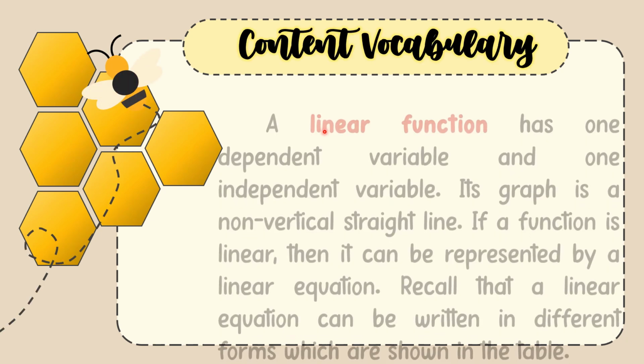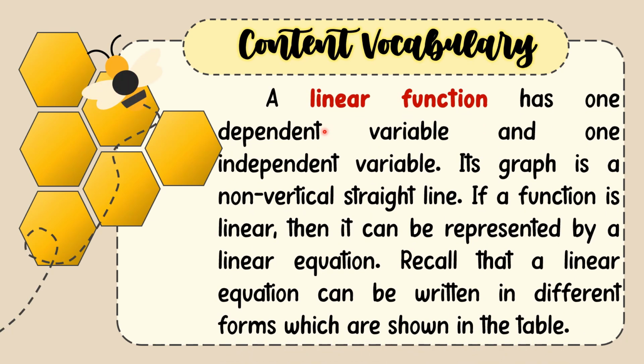Furthermore, a linear function has one dependent variable and one independent variable. Its graph is a non-vertical straight line. If a function is linear, then it can be represented by a linear equation. Recall that a linear equation can be written in different forms, which are shown in the table in the next slide.